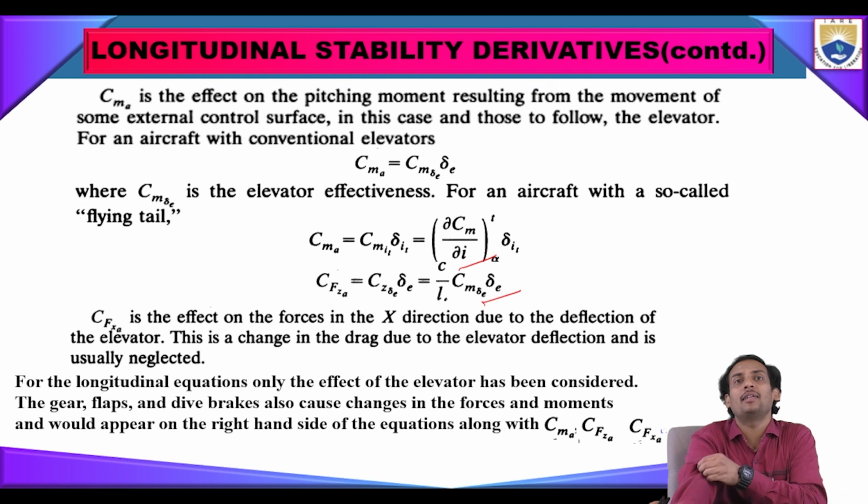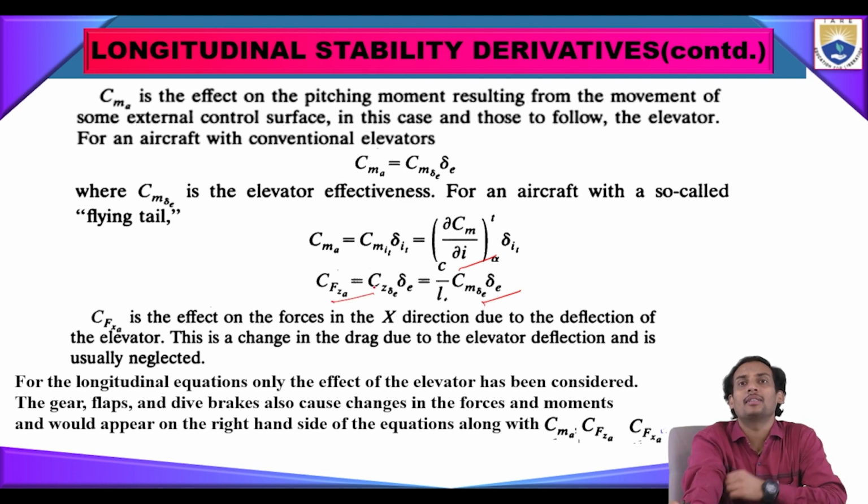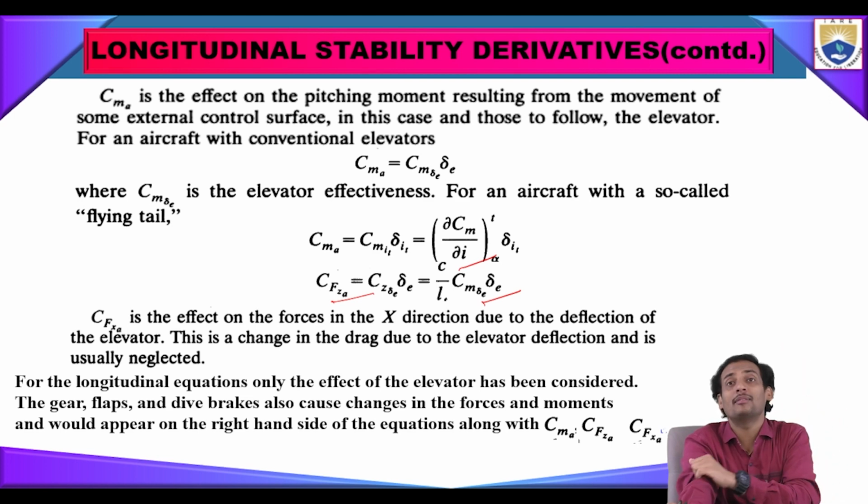So CFXA is the effect of force in x direction due to the deflection of elevator. So this will be the effect of force with respect to the elevator deflection. So this is the change in drag due to that elevator deflection and is usually neglected because the elevator forces compared with wing forces are very small. So these effects will be generally neglected for a full scale aircraft.